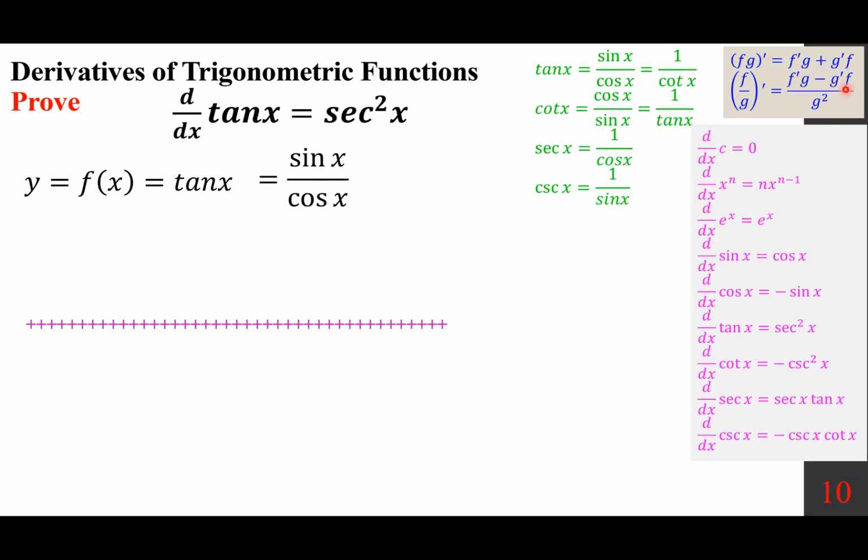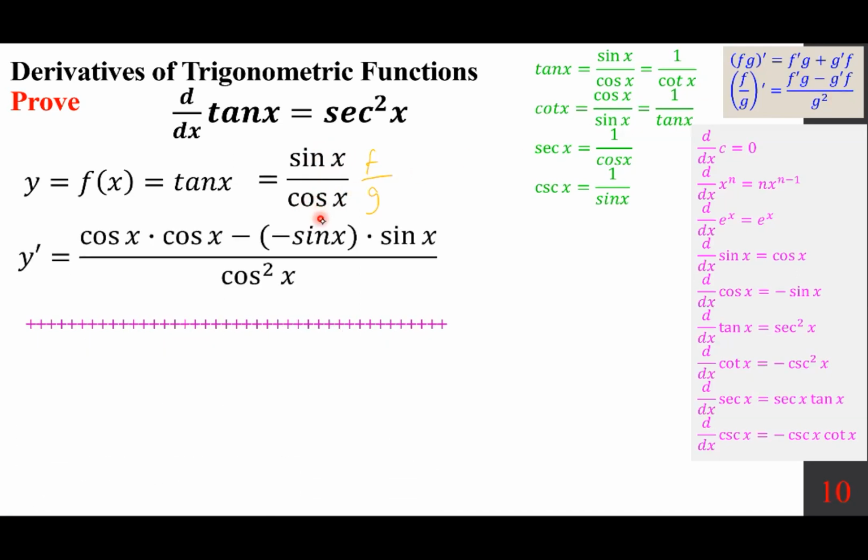So with that being the case, we are going to use the quotient rule: f prime g minus g prime f over g squared. I'm going to call this the f function, call this the g function. According to this formula, we're going to differentiate this. f prime gives us cosine times g cosine, minus g prime, the derivative of cosine is negative sine, times sine, over g squared. Just write this and square it.